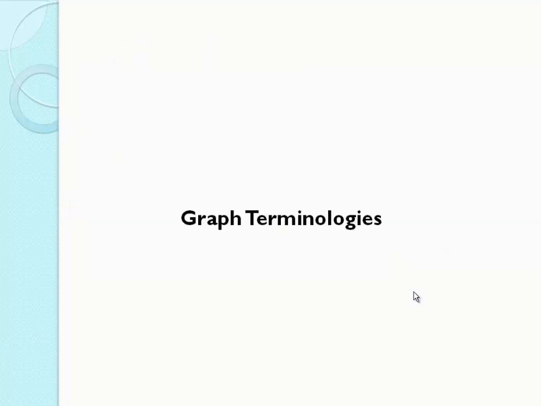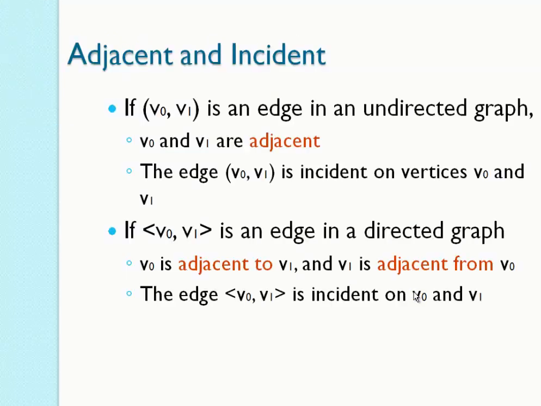Now let us see some graph terminologies. If (V0, V1) is an edge in an undirected graph, V0 and V1 are adjacent. The edge (V0, V1) is incident on vertices V0 and V1. If <V0, V1> is an edge in a directed graph, V0 is adjacent to V1 and V1 is adjacent from V0. The edge <V0, V1> is incident on V0 and V1.